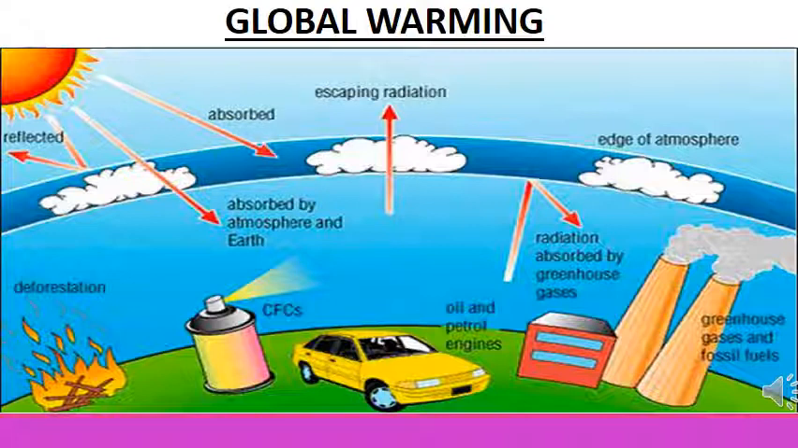Similarly, they also do not allow other heat waves and other radiations to pass out, so they are absorbed by the greenhouse. In this way, the temperature of the earth is increasing day by day, and we call it global warming. So it is also added, this global warming is added due to air pollution as well.